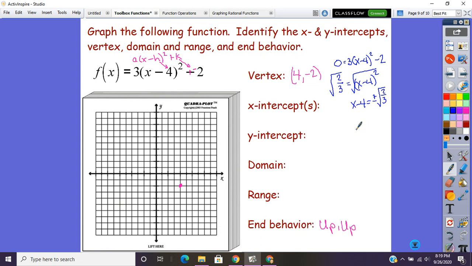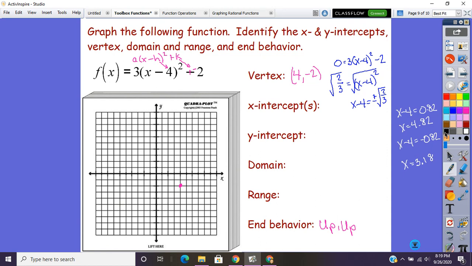And if I go ahead and take the square root of 2/3 down to a decimal, it will help because since we are graphing, it really doesn't matter if you leave it exact or not. But I will have two equations because of this plus or minus. So I'm going to have x minus 4 equals a positive 0.82 and x minus 4 equals a negative 0.82. Let's go ahead and solve this. So x is going to equal 4.82. And if I add this over here, x is going to equal 3.18.